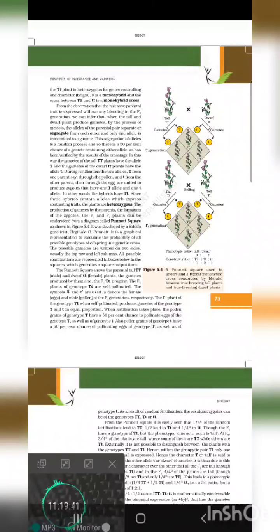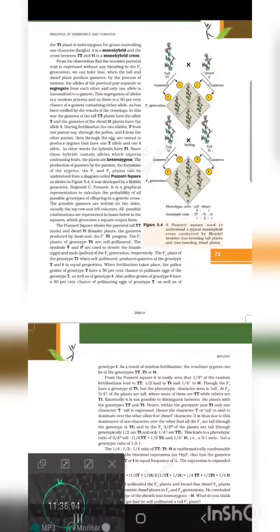It was developed by a British geneticist, Reginald C. Punnett. It is a graphical representation to calculate the probability of all the possible genotypes of offspring in a genetic cross. The possible gametes are written on two sides, usually the top row and the left column. All possible combinations are represented in the boxes below, in the squares, which generates a square output form. The Punnett square shows the parental tall capital T capital T male and dwarf small t small t female plants, the gametes produced by them, and the F1 capital T small t progeny.